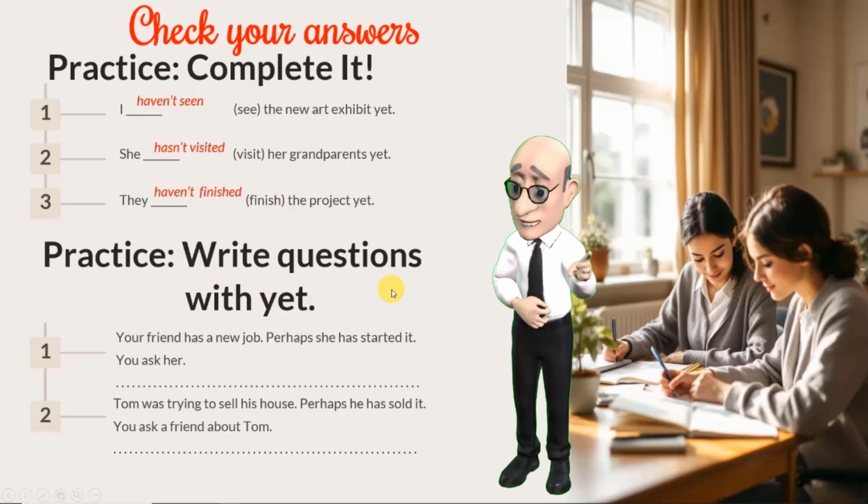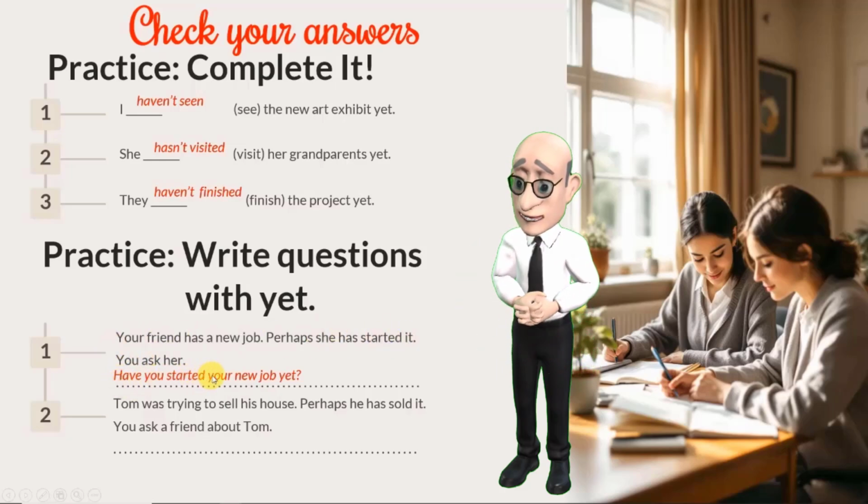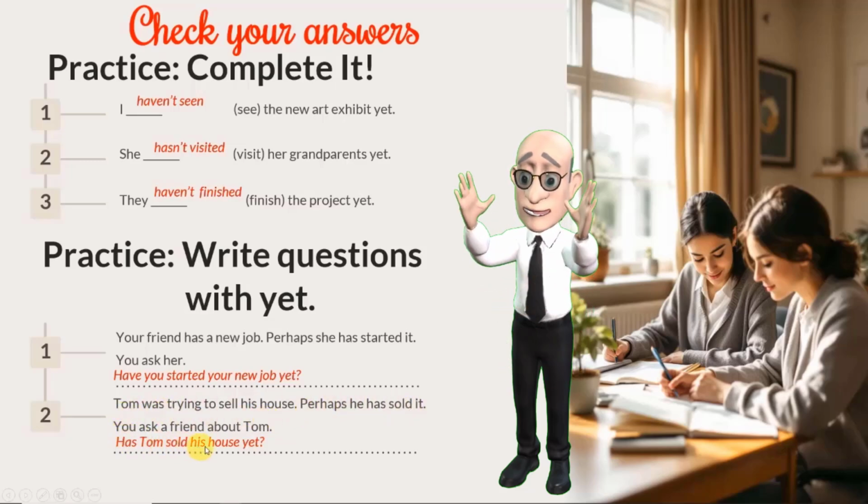Write some questions with yet. Okay. Righto, here it is. Your friend has a new job. Perhaps she hasn't started it. Ask her, have you started your new job yet? Right? Or you can even put her name in as well, or you can ask her directly. But when you're asking her, have you started your new job yet? Good enough. Tom is trying to sell his house. Perhaps he has sold it. You ask a friend about Tom. Has Tom sold his house yet?